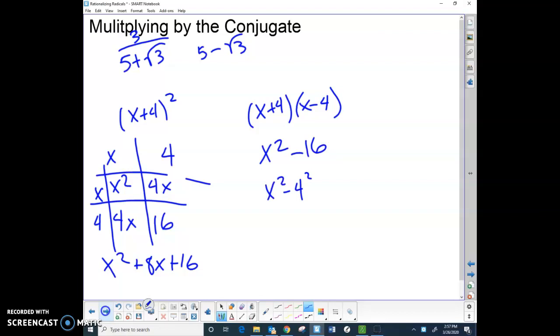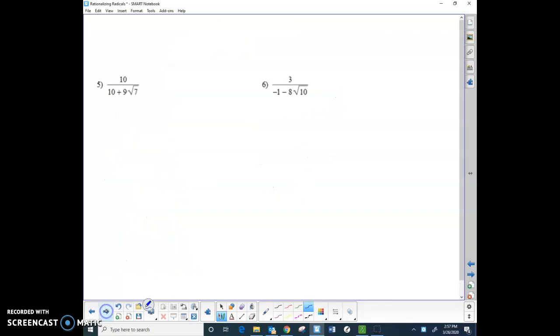All right, so it's the same principle for this. So this is a plus. If I multiply with a minus in between, that middle term is going to fall away. We'll do some examples of this. All right, so to rationalize this one, I am going to take it times 10 minus 9 square root of 7.